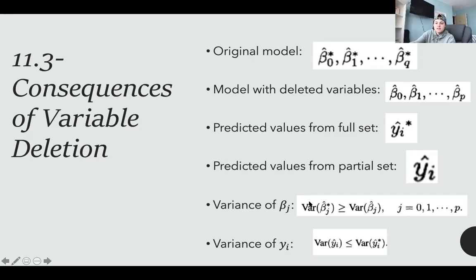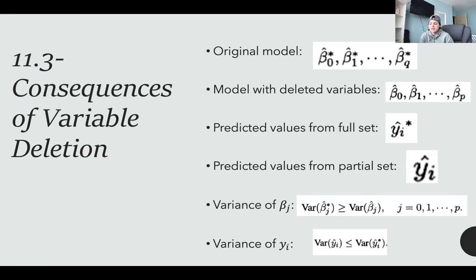And the variance of beta sub j star hat is always going to be greater than or equal to the variance of beta sub j hat, and that is for all j's 0 to p. So the deletion of variables can never increase the variance of the estimates.